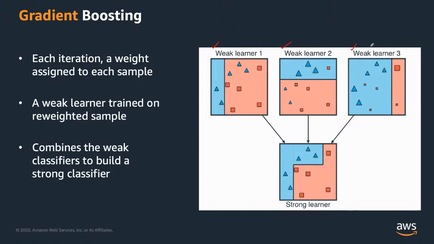So a similar idea here. Let's say you have one weak learner. Let me erase this. So let's say here we have two types of data, two types of class label. One is a triangle and one is a square. So any given data point can be either a triangle or a square.